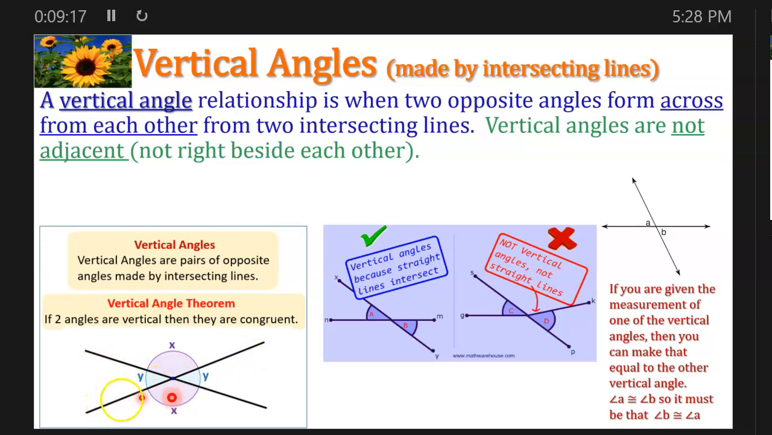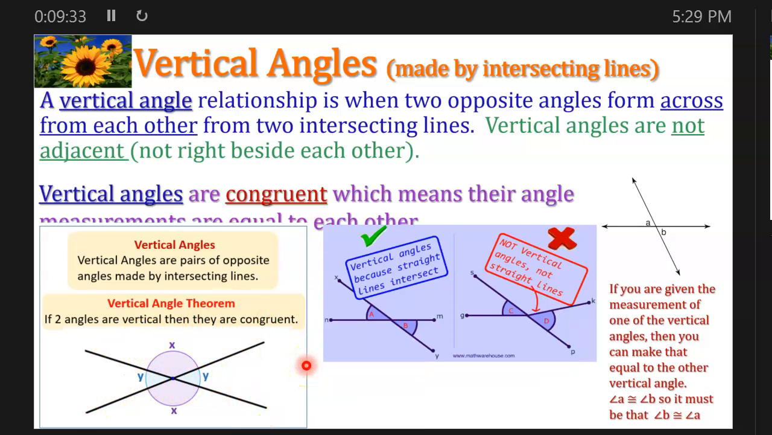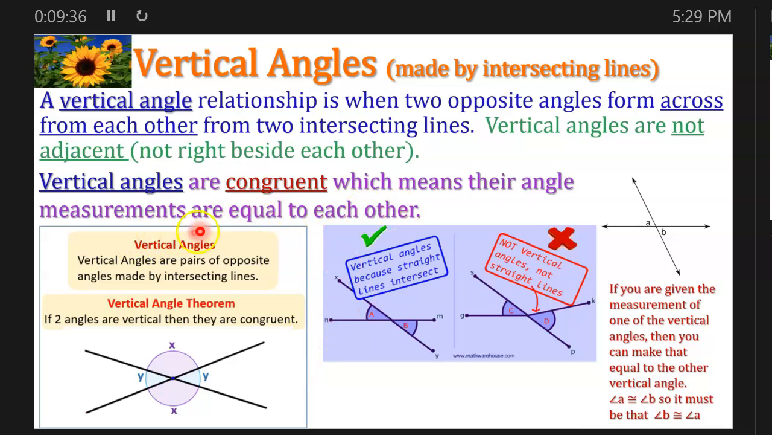X is sharing a side with Y, so X and Y would be adjacent, but X and X are not. But these are vertical, and Y is also vertical to Y here because they are exactly opposite each other on this crisscross. Vertical angles are congruent, which means their angle measurements are equal to one another. So again, X and Y here looks like it could be a supplementary pair because it's creating this line here. But X and X is not a supplementary pair. They're just going to be equal to one another. Y and Y is also going to be congruent or equal to one another because they're vertical.